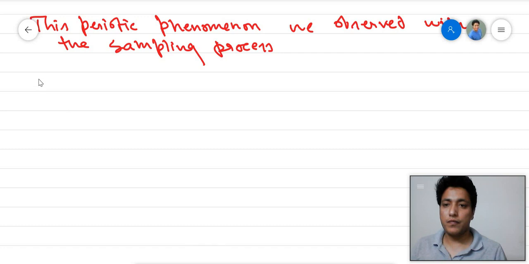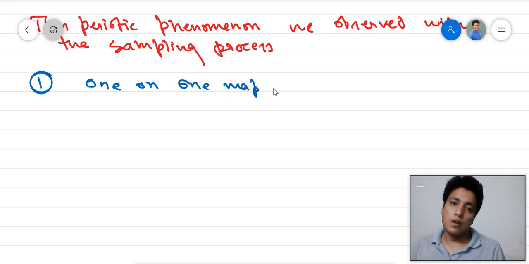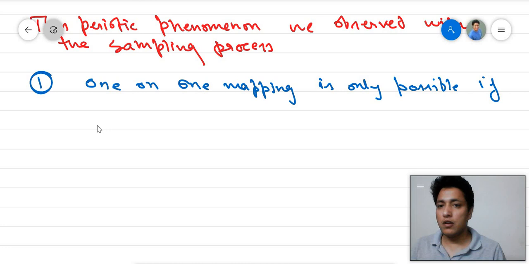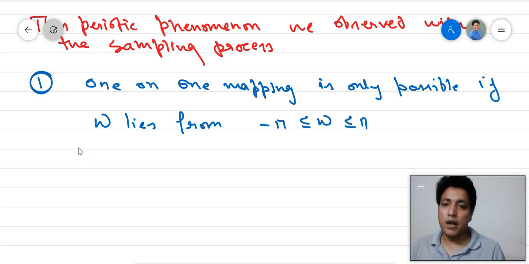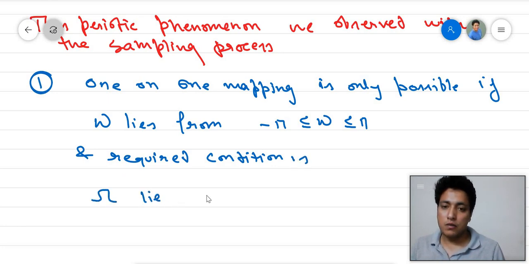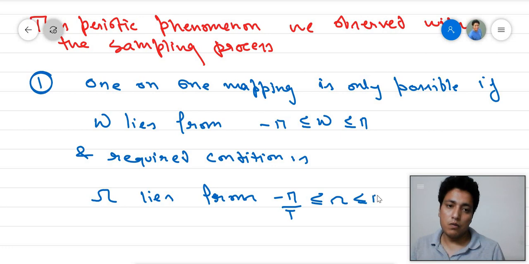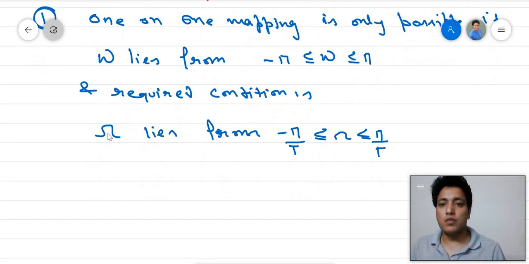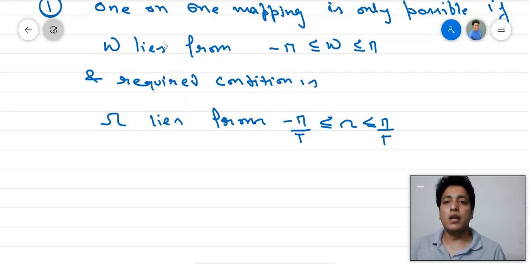First is, one-to-one mapping is only possible if omega lies from minus pi to pi, and the required condition is that omega lies from minus pi by T to pi by T. If this range of omega lies from minus pi by T to pi by T, then only omega will lie from minus pi to pi, and one-to-one mapping is possible.